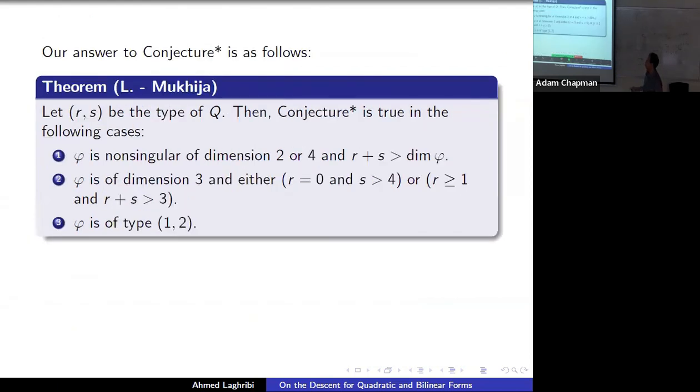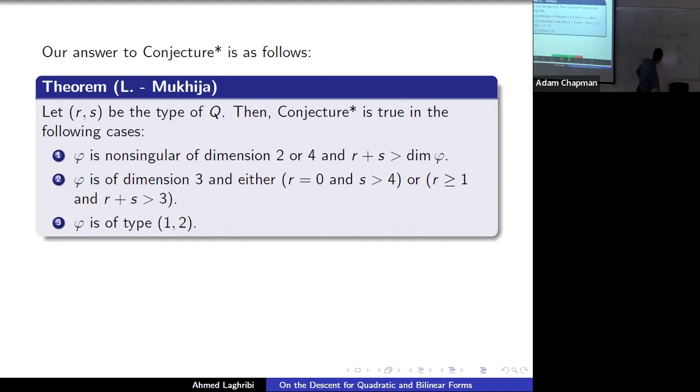And what we proved, I should say that this result is joint work with Diction. So let RS be the type of Q. Then conjecture star is true in the following cases. Phi non-singular of dimension 2 or 4, and R plus S is bigger than the dimension of phi. Or the dimension of phi is 3, with this condition: we couldn't take R plus S bigger than 3, we should get bigger than 4. But here, we take R plus S bigger than 3 when R is at least 1. And also, phi of type 1, 2.